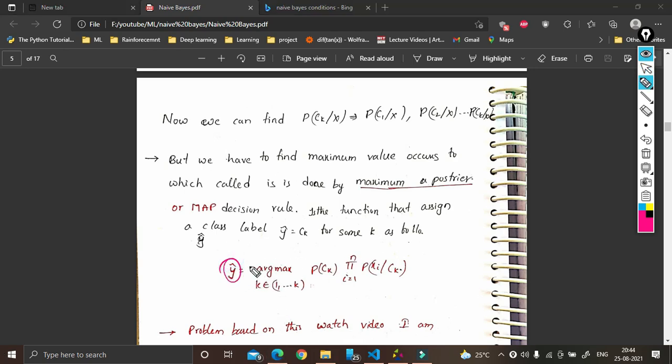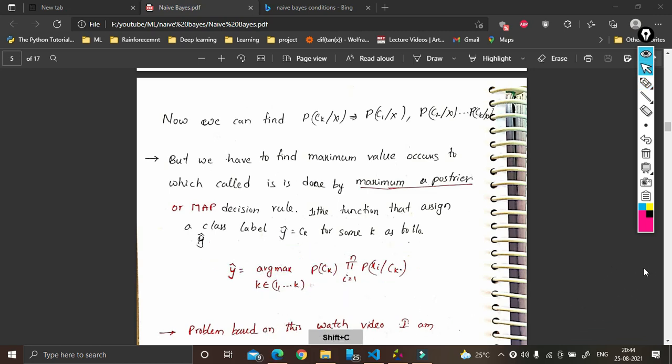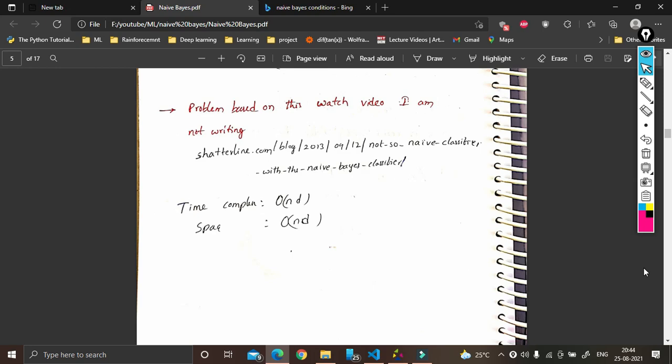The y is the class label, which class it belongs to. Argmax over k equal to 1 to K means the class for which we get this value maximum. The k represents class 1, 2, 3, like that. For whichever class we get the maximum value, that k value is assigned to y. That was the equation. The time complexity here is order of n.